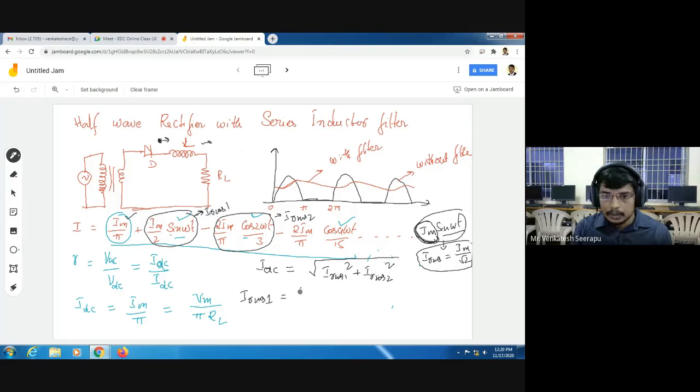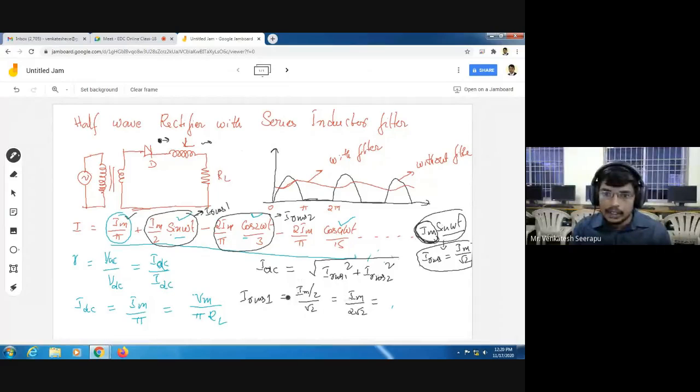Yes, it is the maximum value. Im by 2 is the maximum value. So the maximum value by root 2. So here I will get Im by 2 root 2. So I can write Im as here.